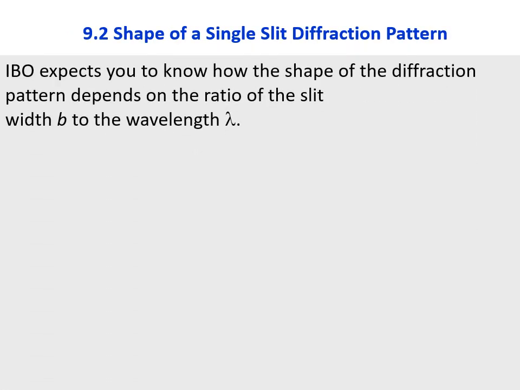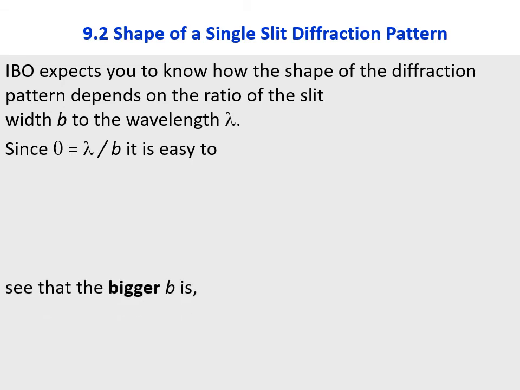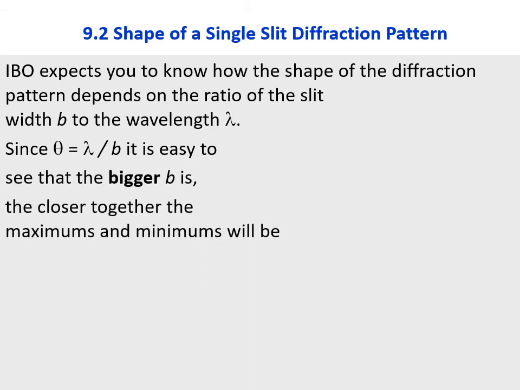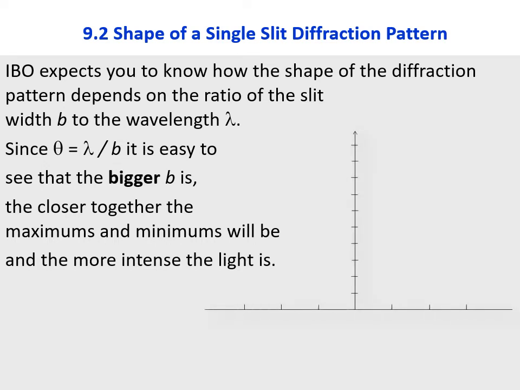The IB expects you to know how the shape of the diffraction pattern depends on the ratio of the slit width b to the wavelength lambda. Since theta equals lambda over b, it is easy to see that the bigger b is, the closer together the maximums and minimums will be, the smaller the angle is. Also, having a larger b means more light gets through. A bigger slit, more light gets through, so the more intense the light is. So look at this sketch, make this. You have intensity versus the angle.